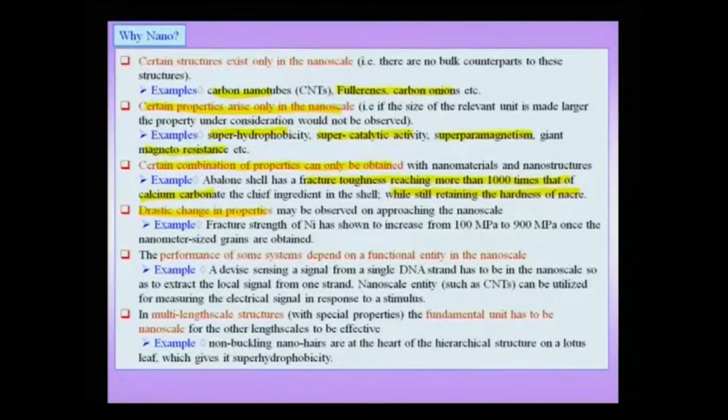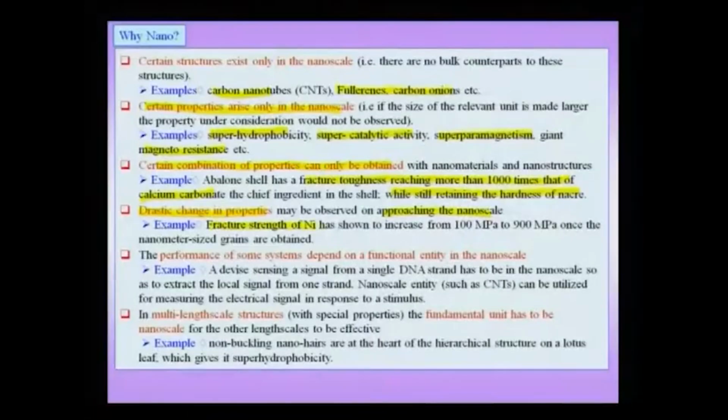There could be a drastic change in properties as you approach the nanoscale. We have already seen that when you go down in grain size in a nanostructured or nanocrystalline polycrystal, you increase the hardness of the material. But this increase in hardness at the macro scale or the micron scale is a gradual increase. If you want to really see a drastic increase, that means an increase of a few orders of magnitude, or at least a factor which makes it worthwhile to study these materials, such an increase may start happening only in the nanoscale.